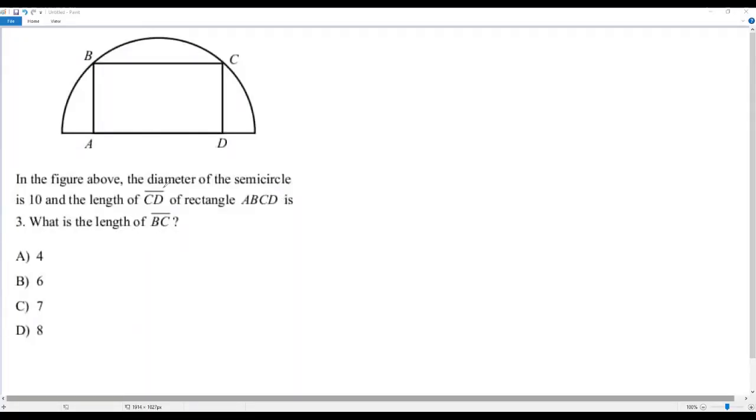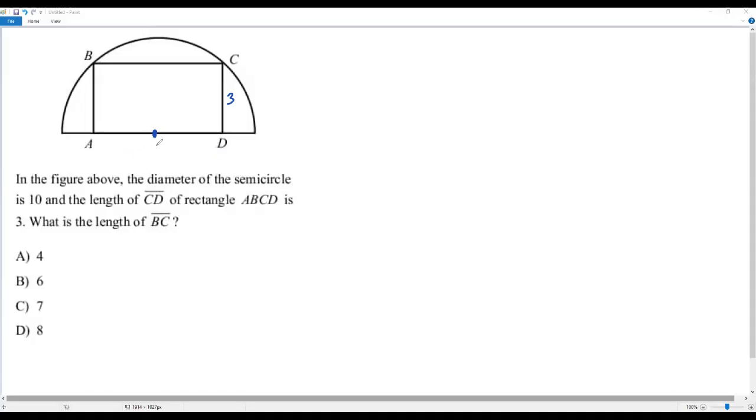Okay, the length of the side CD of the rectangle is given, that is 3 units. And also we have the diameter of the semicircle, that is 10 units. We have to find the length of the side BC of the rectangle. Since the two vertices of the rectangle, B and C, are on the semicircle, the center of the semicircle should be the midpoint of the side AD of the rectangle.